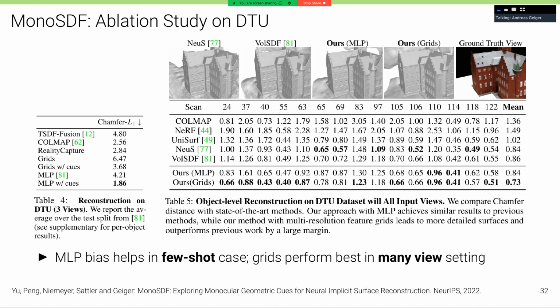What we found on the DTU dataset is that for the few-shot scenario with just 3 views, the MLP in combination with the monocular cues leads to the overall best results. While if we use all of the input views, then we get the best results also using the cues, but with the feature grid representation. And we believe this is the case because the MLP has a useful inductive bias that helps in the few-shot case, in addition to these monocular cues that we provide.